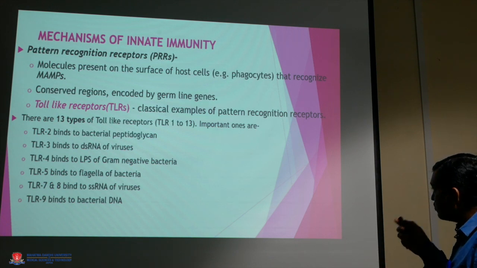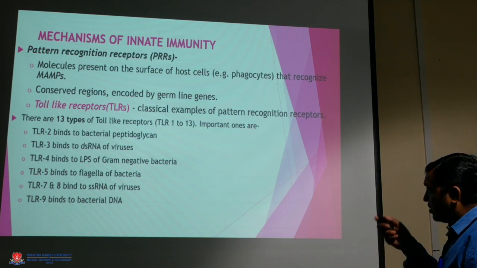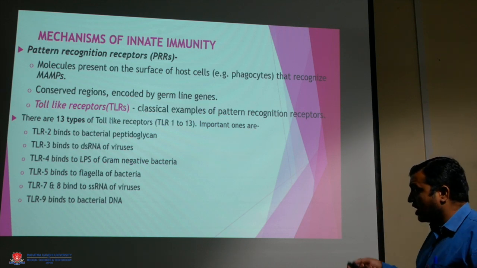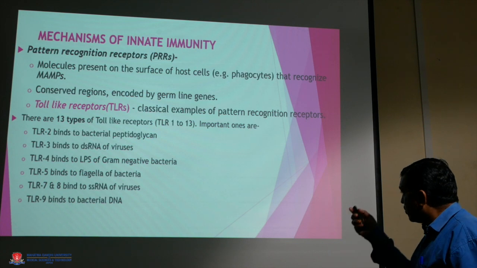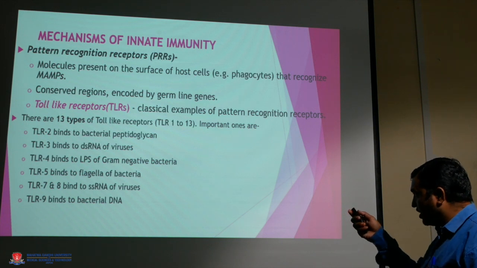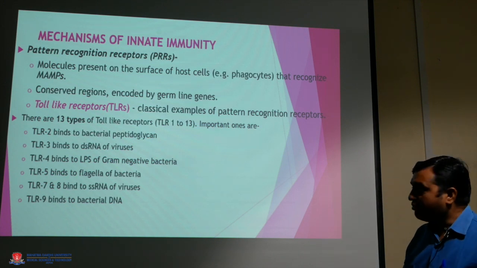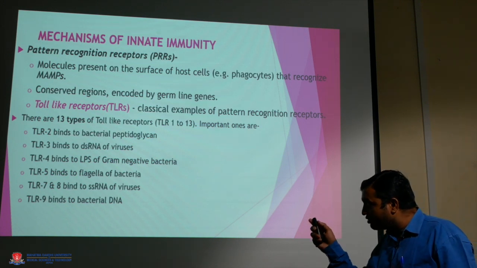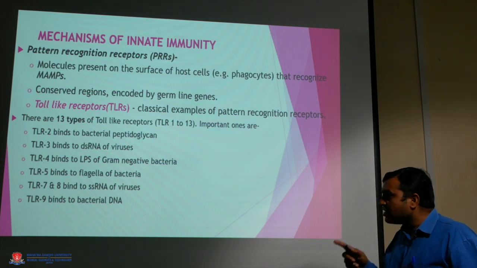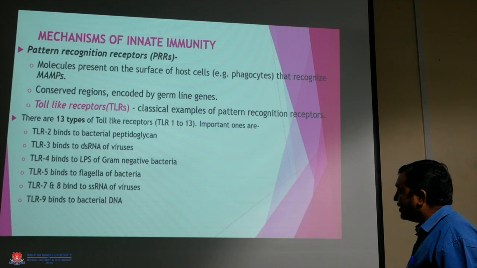Molecules present on the surface of the host cell, for example on phagocytes, are conserved regions: toll-like receptors, classical examples of pattern recognition receptors. There are 13 types of toll-like receptors. Important ones: TLR2 binds to bacterial peptidoglycan, TLR3 binds to dsRNA of virus, TLR4 binds to LPS of gram-negative bacteria, TLR5 binds to flagella of bacteria, TLR7 and 8 bind to the ssRNA, single stranded RNA, of the virus, TLR9 binds to bacterial DNA.